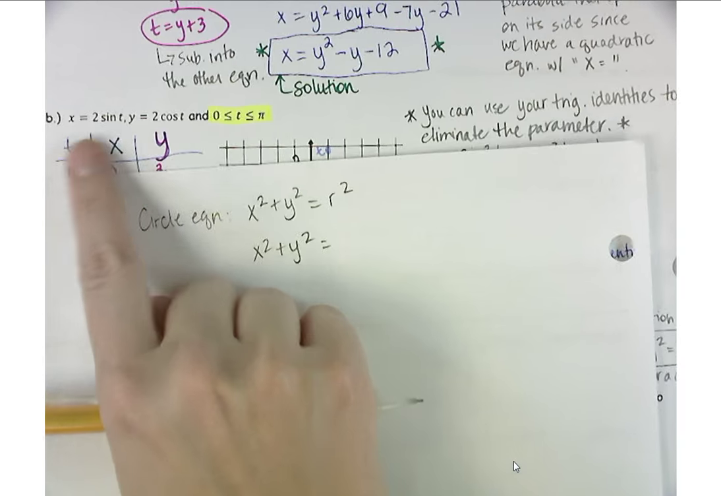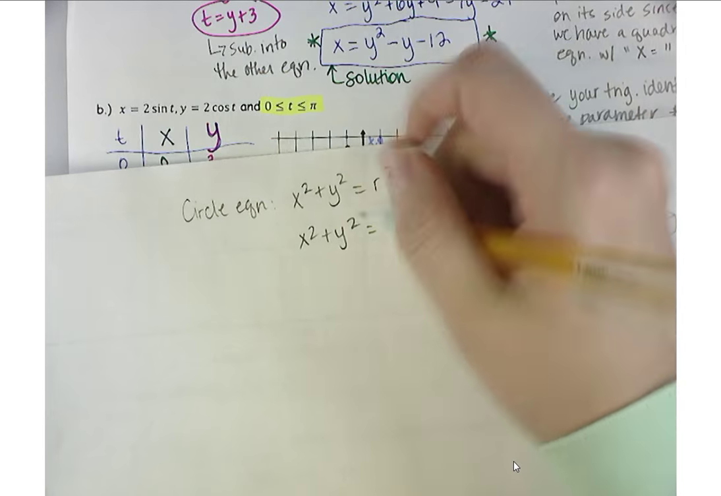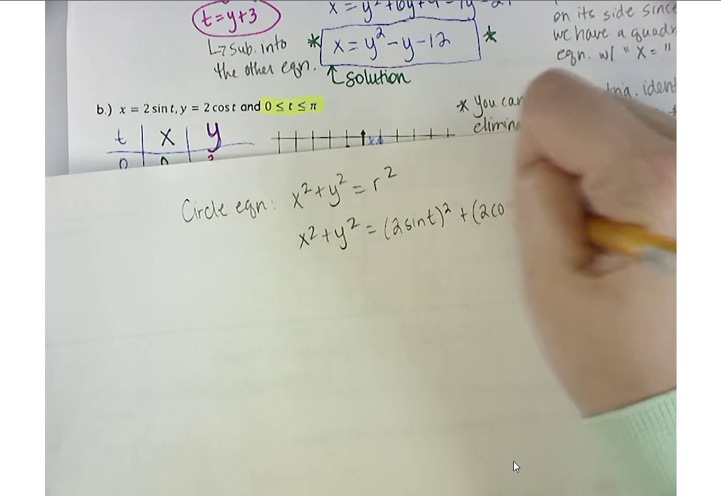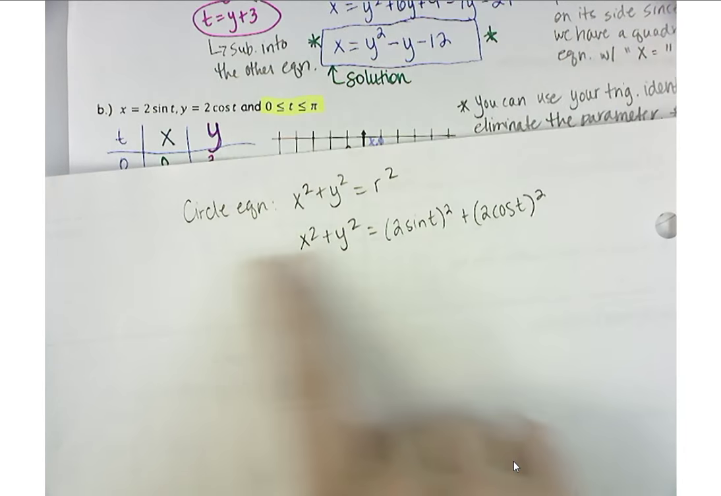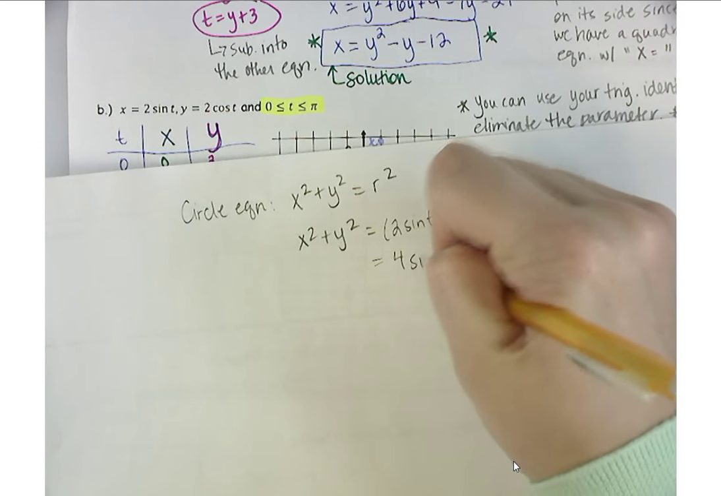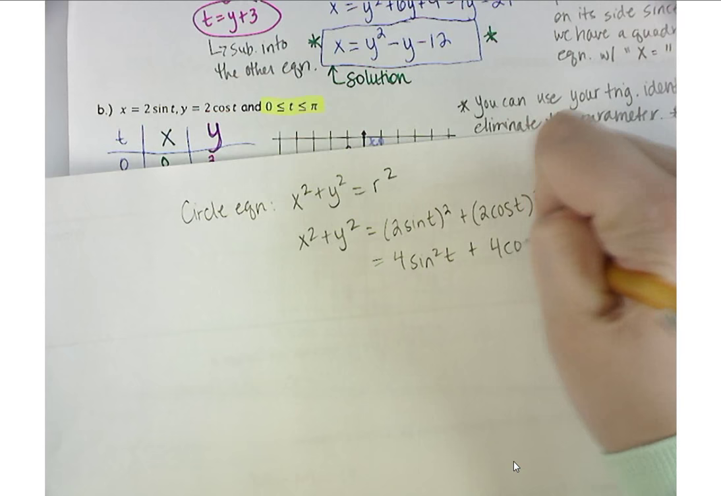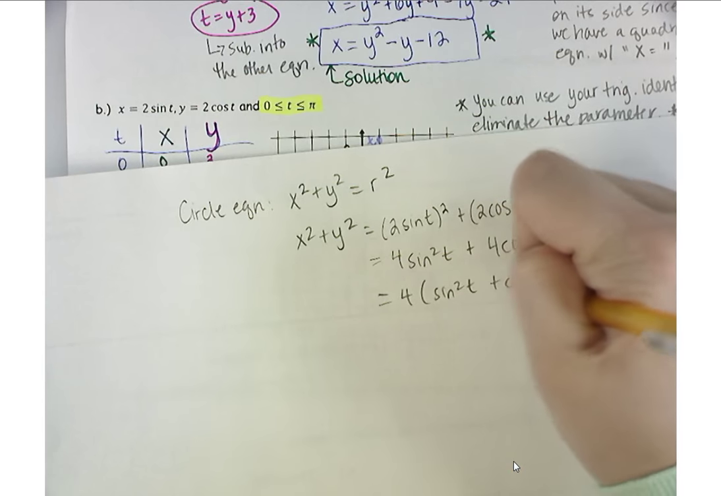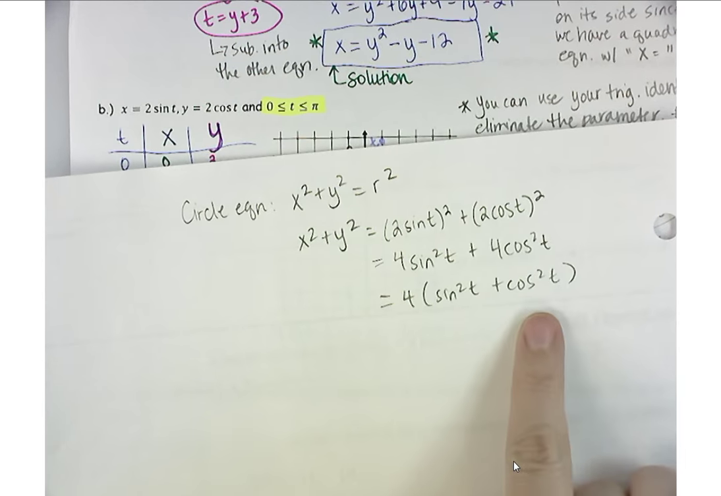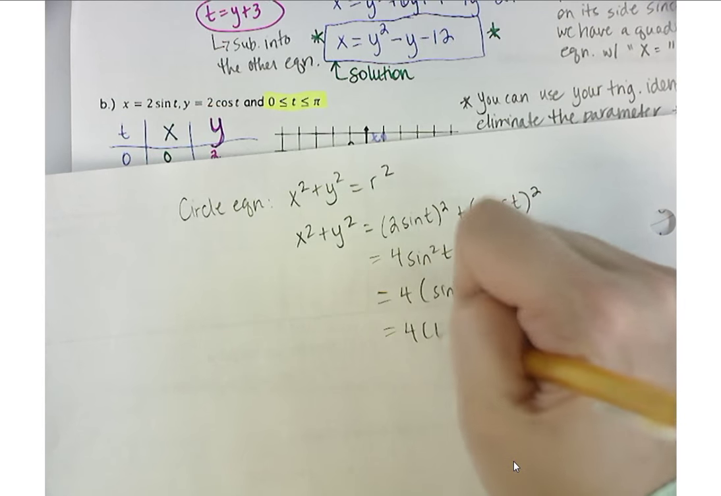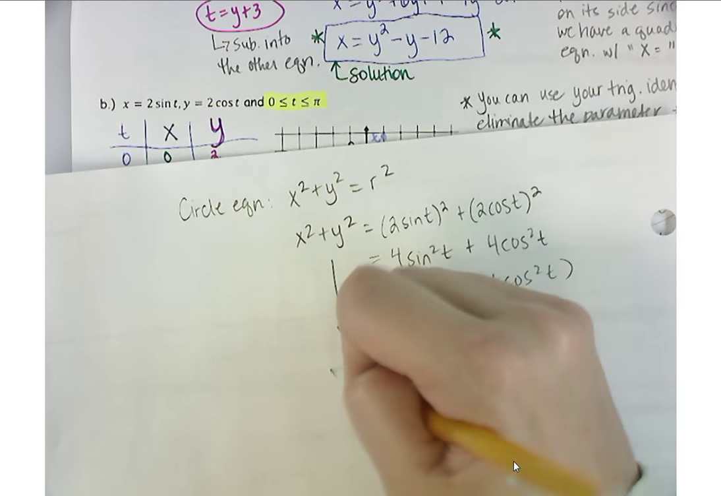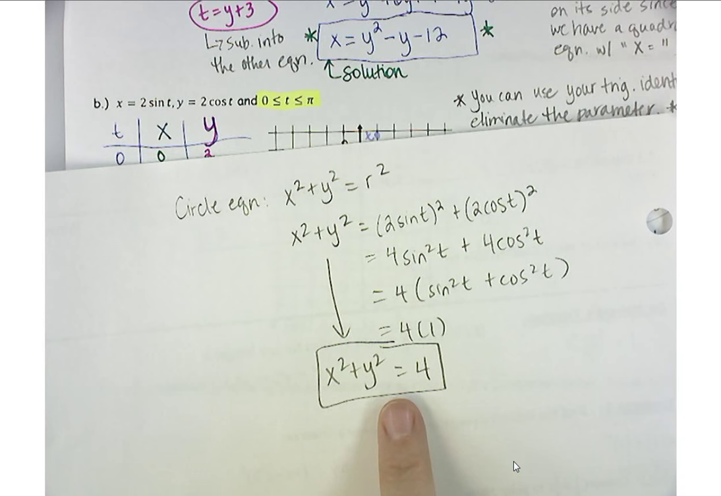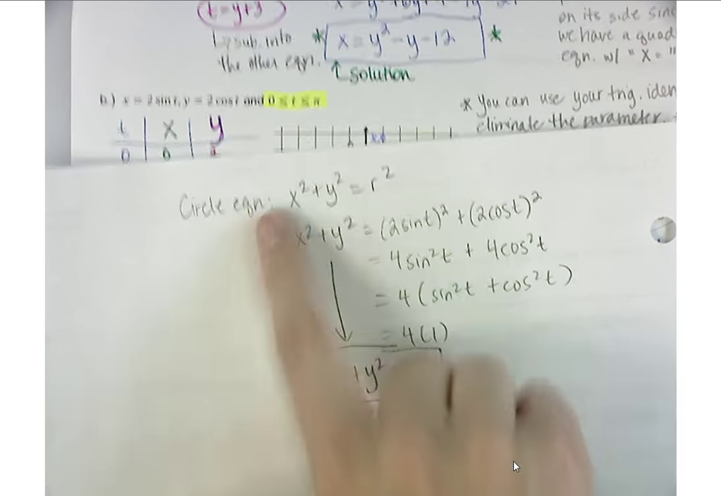So see how it said x was 2 sine of t? I could do (2 sine of t) squared plus (2 cosine of t) squared. So plugging in x and y that way, which would be 4 sine squared plus 4 cosine squared. And then I could factor out the 4. And what's the sine squared plus the cosine squared? 1. So 4 times 1 will just be 4. And then I'm just going to drop this down. Okay, so you could still get your equation that way. Again, that's knowing that it's going to be a circle.